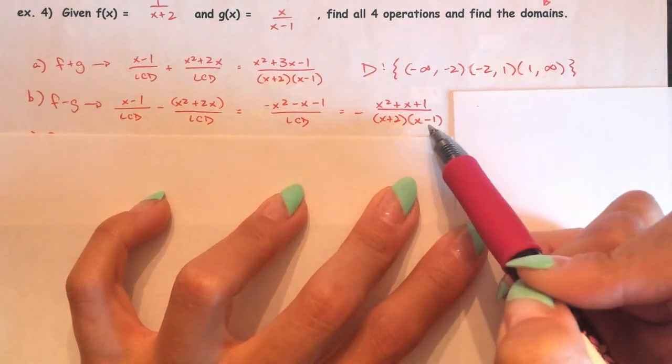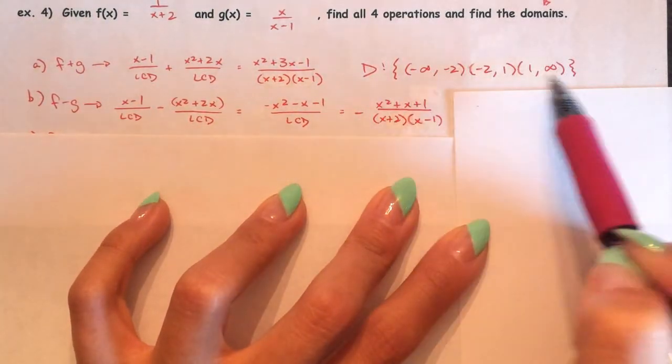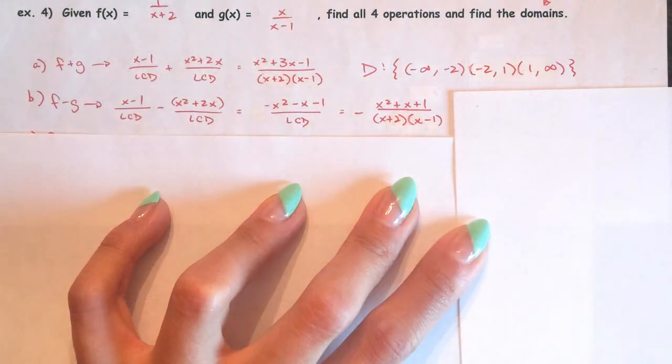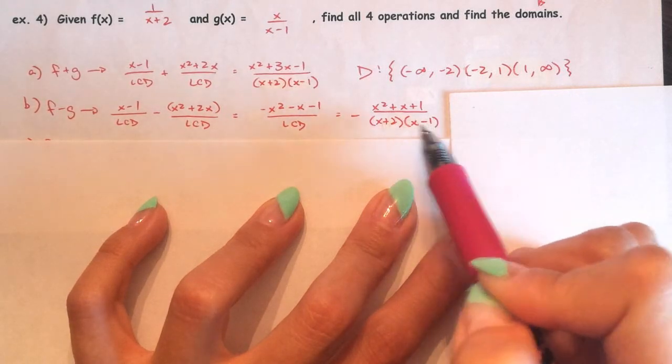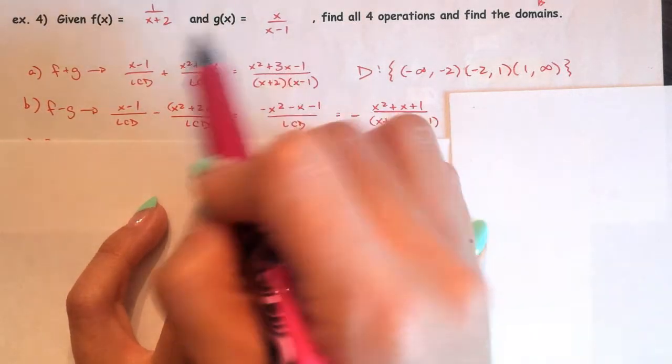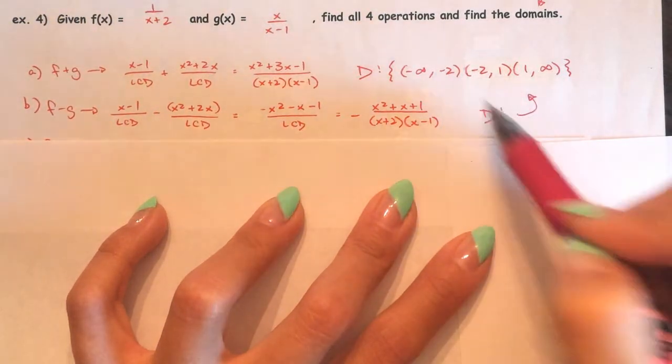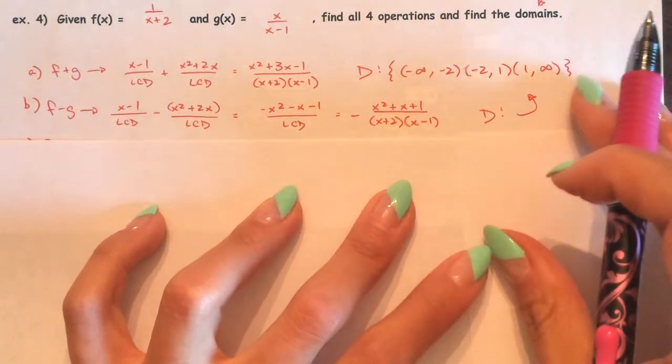Okay. What's the domain here? It's going to be the same as this one. It's pretty straightforward because I already have a negative 2, I have a positive 1 that I can't use, and those belong to the originals anyway. So I just drew a little arrow. I said the domain is the same. Okay? All right.